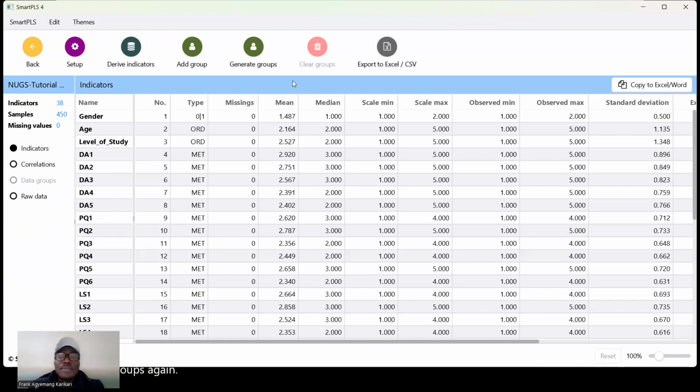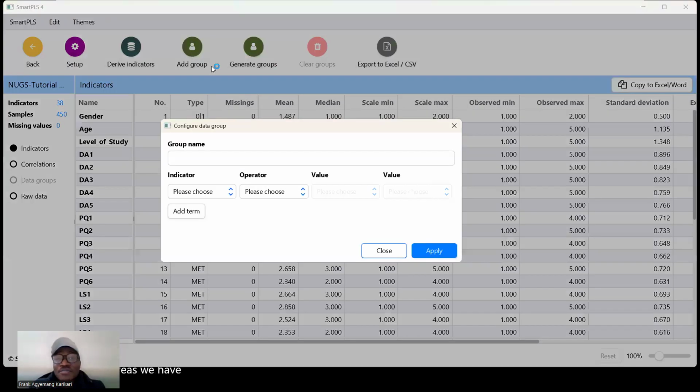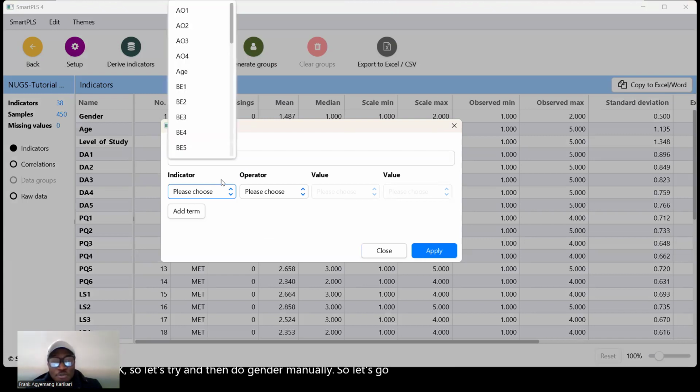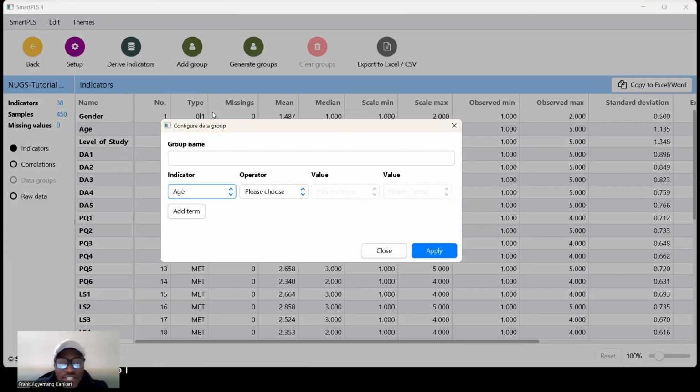So we can create groups by adding them manually. If we have multiple groups, for example, different ethnic groups, maybe Ashantis, Fantis, Eres, and other groupings, in that case you can do it manually. So let's try and do gender manually. Let's go to please choose. You choose your indicator. Which one do you want to group? It is the age that I want to group. So I select this one.